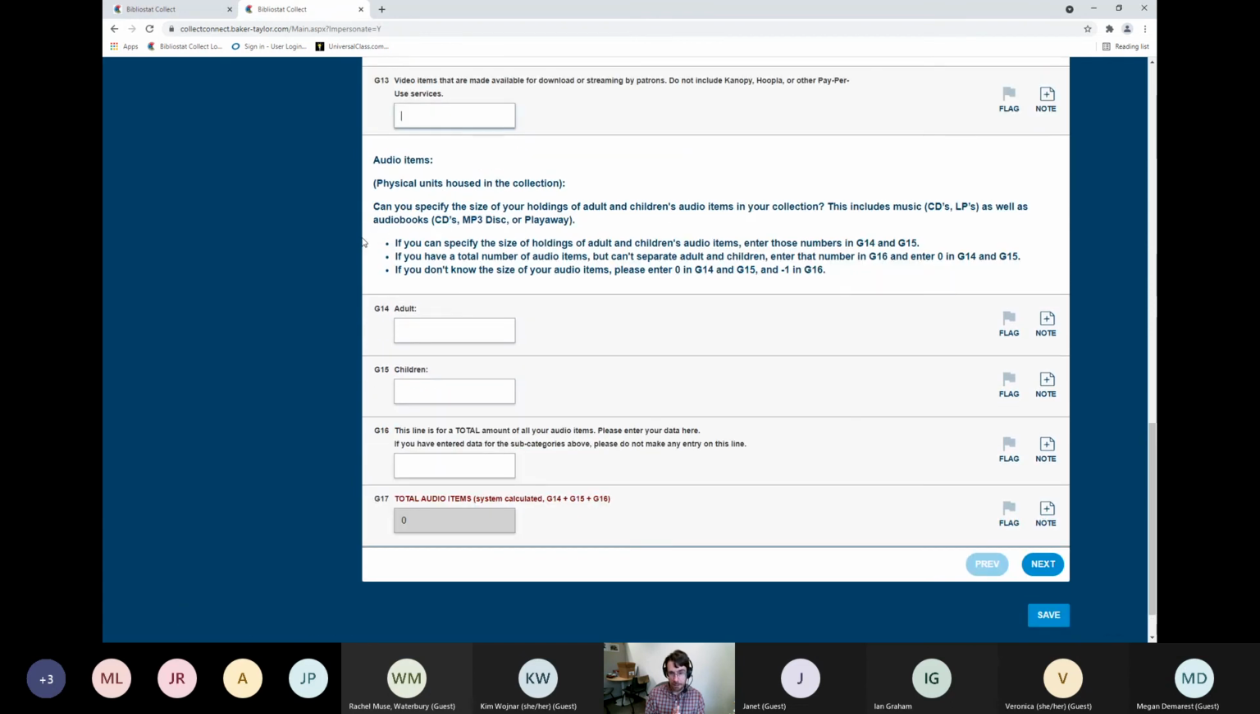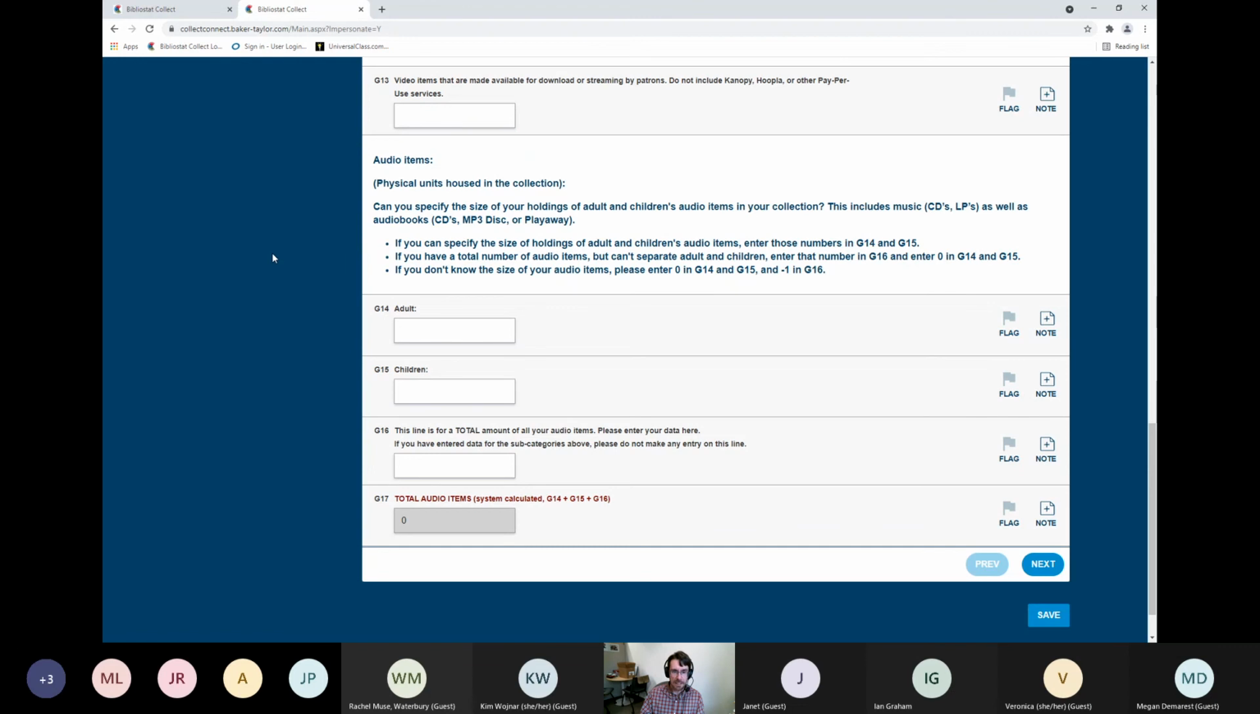Okay, next, audio items. Same format, adult, children, or totals. This is both audio books that are on CD, MP3 disc, Playaway, some other physical format, as well as music, which could be CDs, records, tapes, 8 tracks. I don't know what you have. Anything else that's like an audio item that physically gets lent out to patrons.